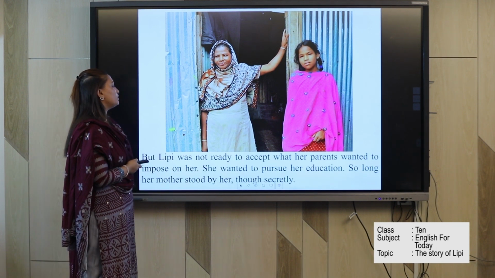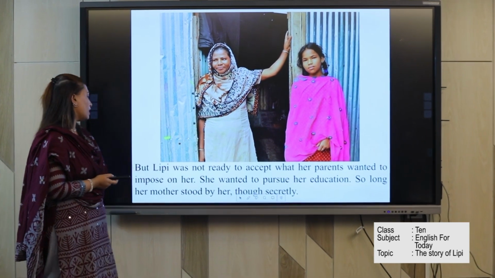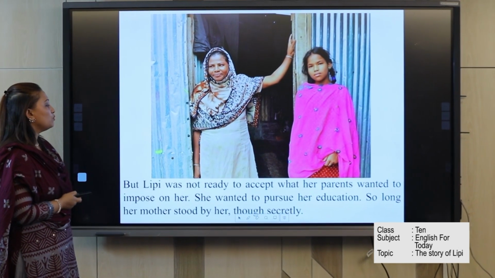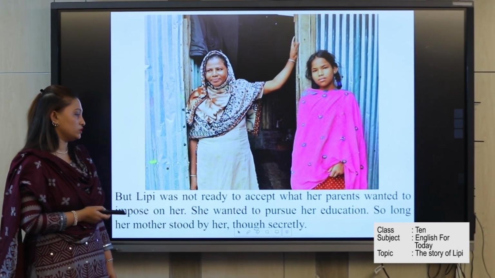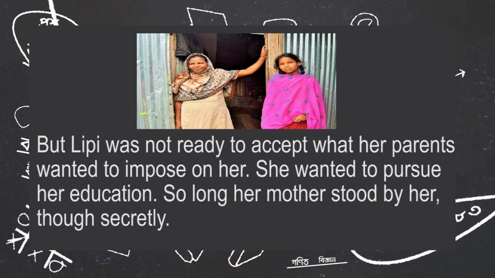But Lipi was not ready to accept what her parents wanted to impose on her. She wanted to pursue her education. So long her mother stood by her, though secretly. So Lipi wants to continue her study, but her father doesn't want that, and her mother supports her secretly, because if her father knew it, he would beat both of them. That's why. Okay.